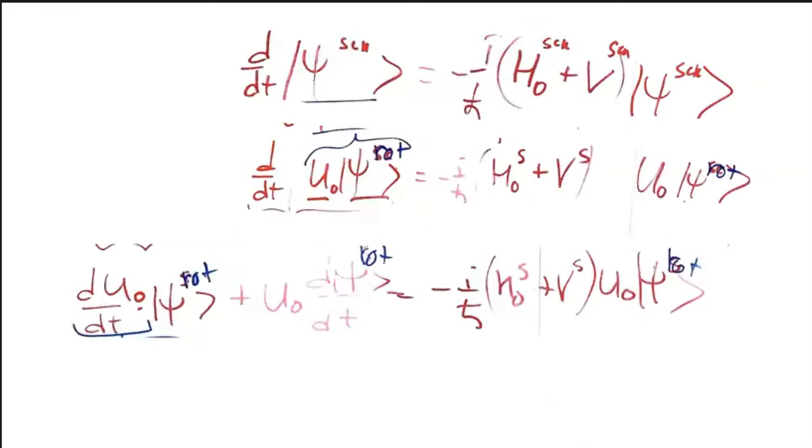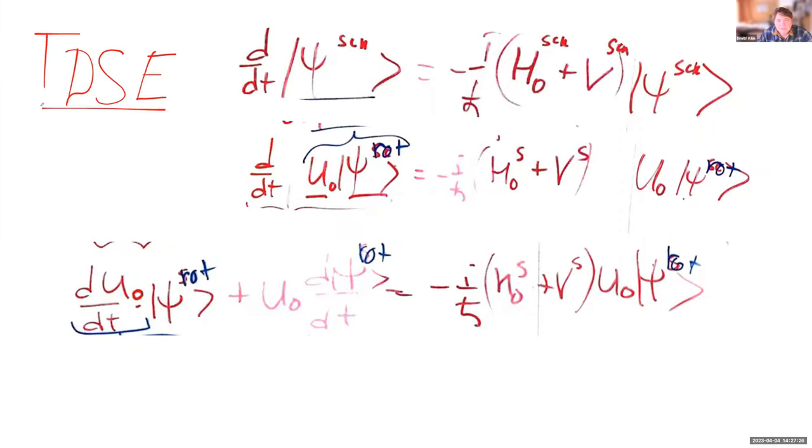Okay, so here is the regular time-dependent Schrodinger equation. And the Schrodinger equation in the Schrodinger picture includes this wave function and a Hamiltonian, which includes both the unperturbed Hamiltonian in the Schrodinger picture and the interaction Hamiltonian V in the Schrodinger picture. So nothing new at this point.